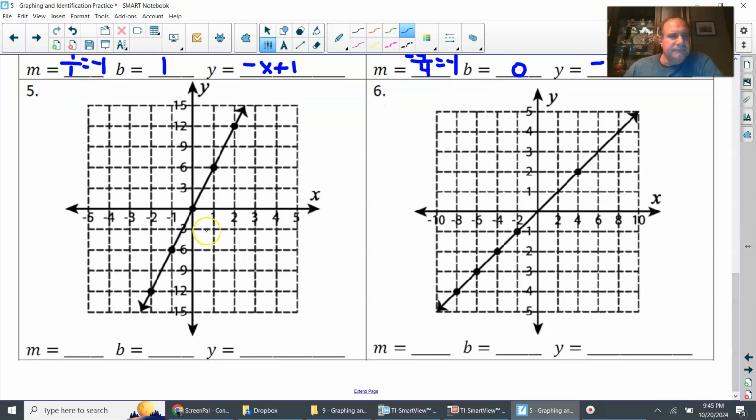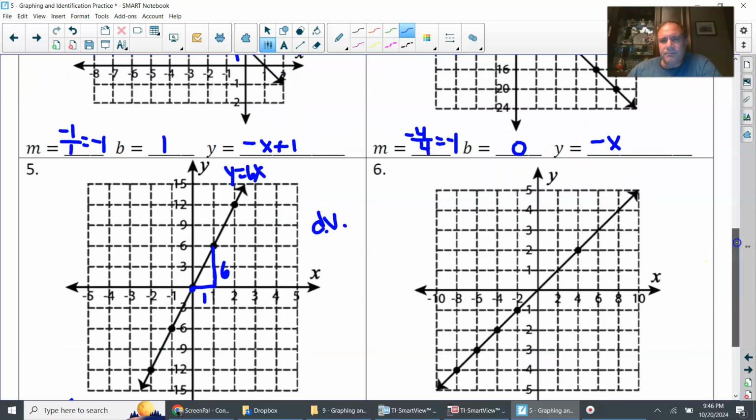Number 5, again, another direct variation. So I'm going to put dv. And this is y-intercept of 0. So I'm going to create my rise over run just like that. And we're going to go to the right 1. That's my run. And then up 3 and 6. So the slope is 6 over 1, which is equal to 6. So the y equals mx plus b is y equals 6x.